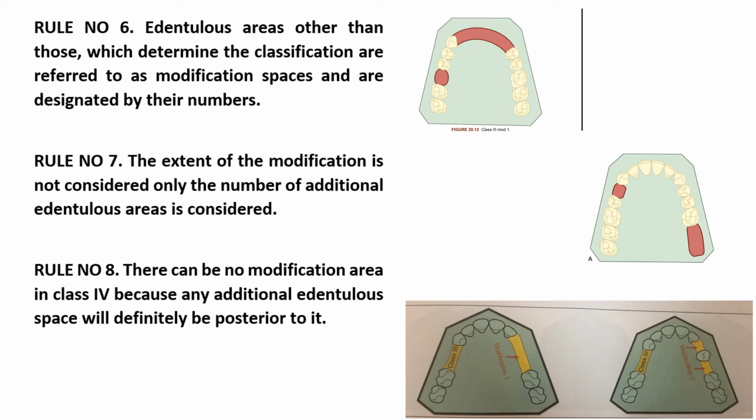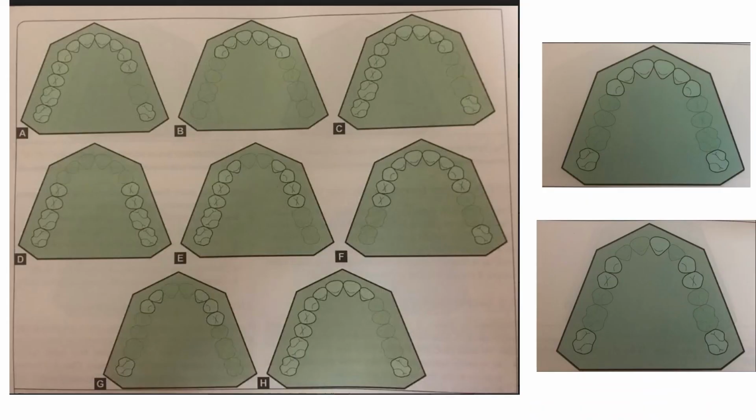Now there are some examples which I'm going to show. As per this, I have not written what these classifications are. Now I'm going to explain it to you. Over here as you can see, in A there are teeth present anteriorly and posteriorly. So this turns out to be a class 3. B is an edentulous area bilaterally on both sides and it is posterior. So this turns out to be a class 1.